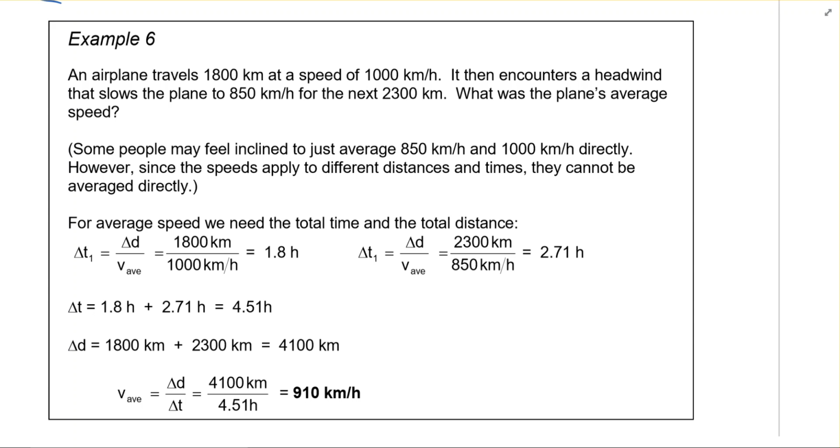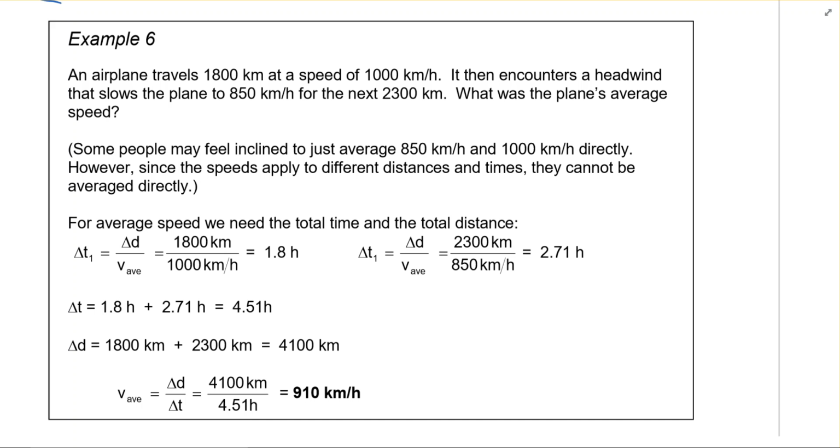Example 6 is an average speed question. So this is a pretty common misunderstanding. I'll just read this to you. It says an airplane travels 1,800 kilometers at a speed of 1,000 kilometers an hour. It then encounters a headwind that slows the plane to 850 kilometers an hour for the next 2,300 kilometers. What was the plane's average speed?